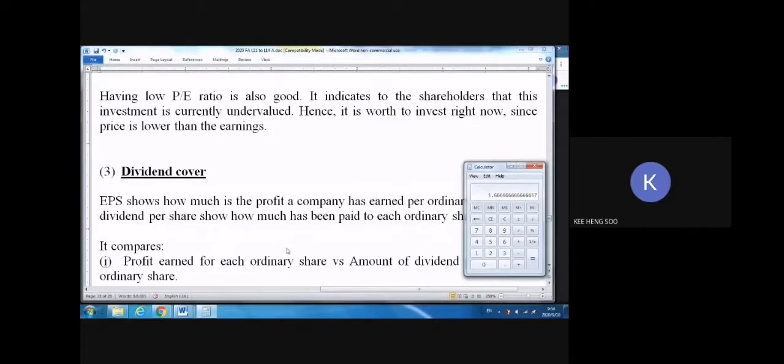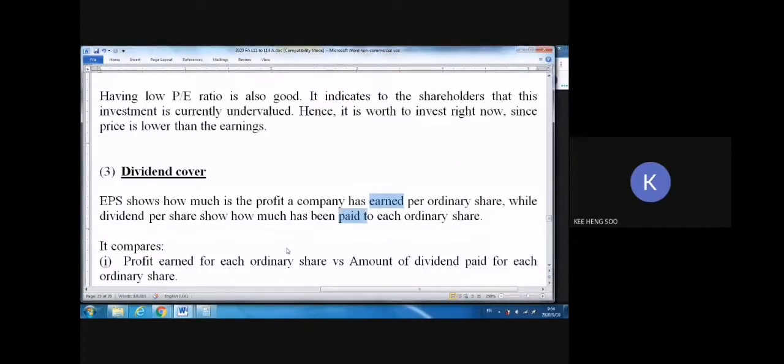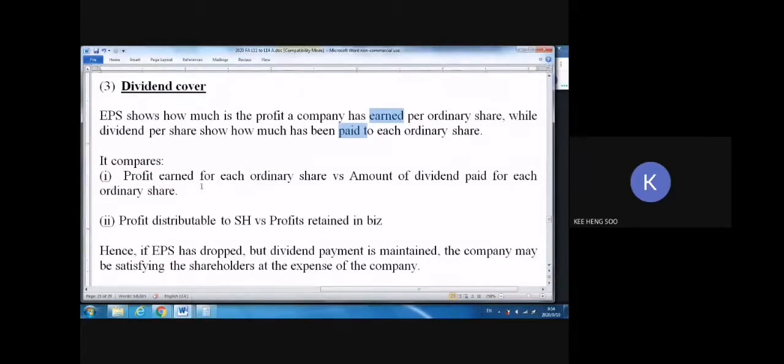So dividend cover measures the profit earned and the amount of dividend paid. So profit is distributed to the shareholders and also retained in the business. Can you see that if you earn 50 cents and you pay a dividend of 30 cents, that means the other 20 cents will be retained profit.